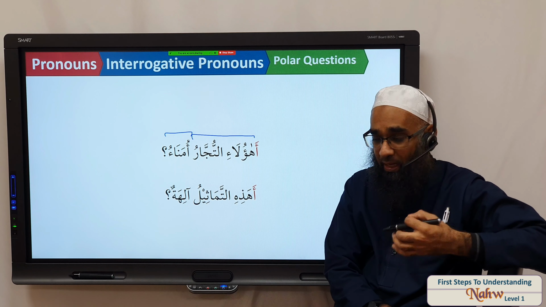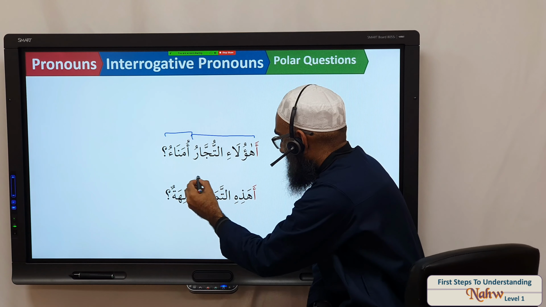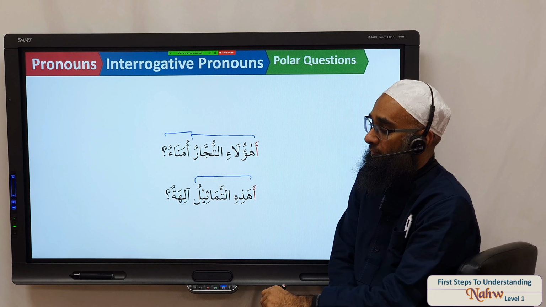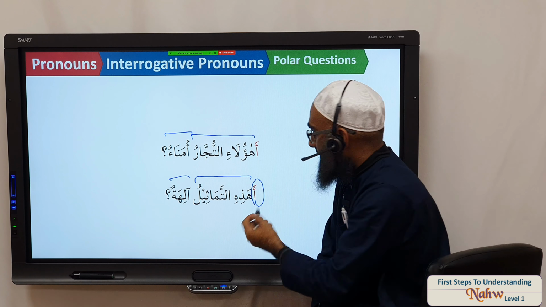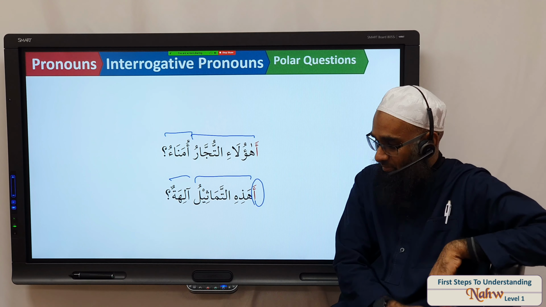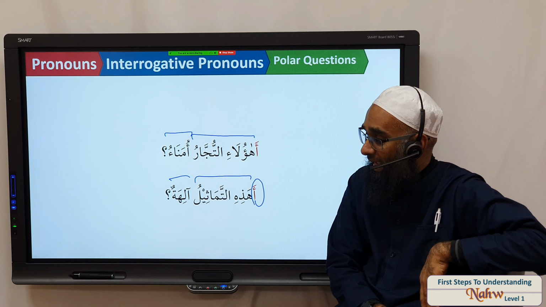A-hadhihi at-tamathilu alihatun? So we have here hadhihi at-tamathilu alihatun, mubtada and khabar. You add the hamzatul istifham, it becomes a question. Are these statues and idols, are they gods?